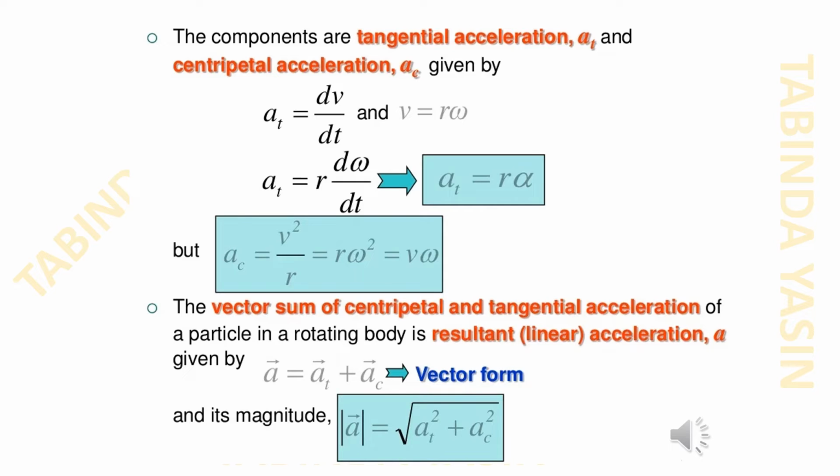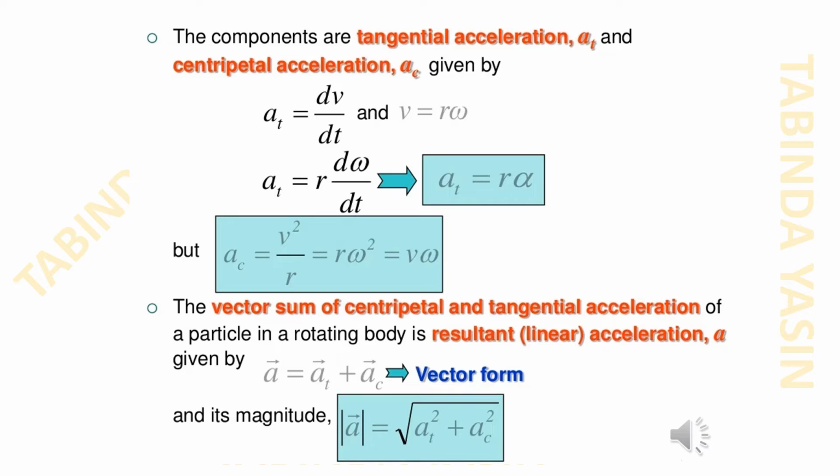But we know that the centripetal acceleration a_c is equal to v square over r, and that is equal to r omega square. Substituting the value of v, we get r omega, and cancelling one r with r, we get r omega square. Or you can say that by substituting the value of r, we get a_c is equal to v omega.